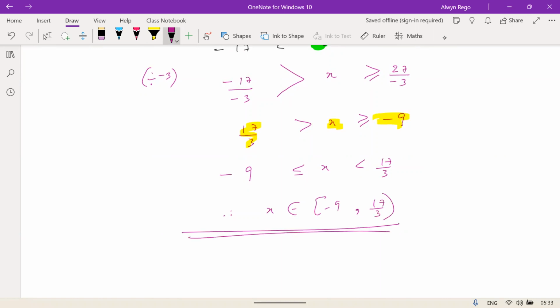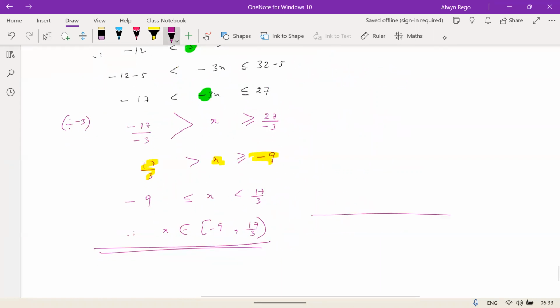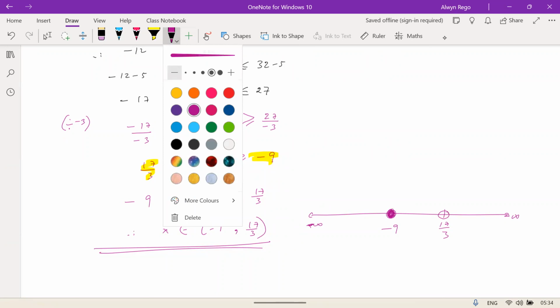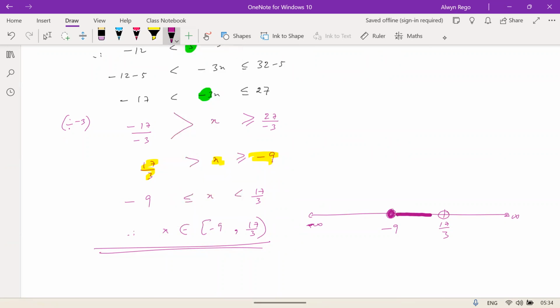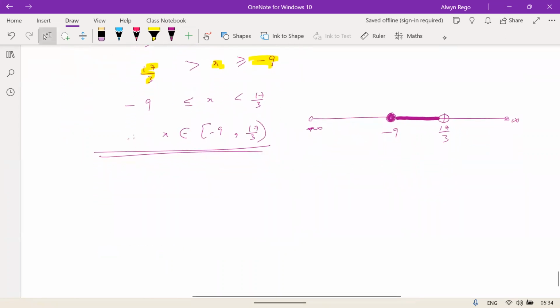So this is how the values are found. If you want to locate them, you can write negative 9 somewhere and 17 by 3 somewhere, and positive infinity and negative infinity on the ends. You circle this one, and then you darken the area in between. So this is where the solutions will be found. Infinitely many solutions are found. So let's take up some more.